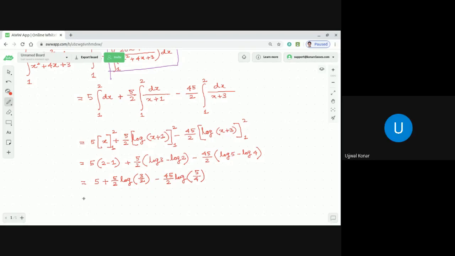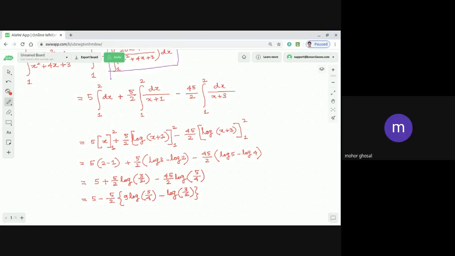So if you want to simplify further, what you can do is write 5 minus 5 by 2, you take common. Then you will get 9 into log 5 by 4, correct? Minus log 3 by 2. That is the answer. Where is the difficulty? You said you are getting something complex. It is not right.